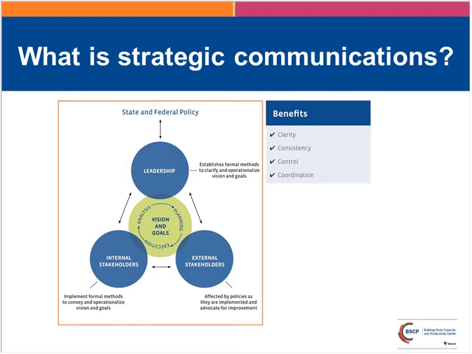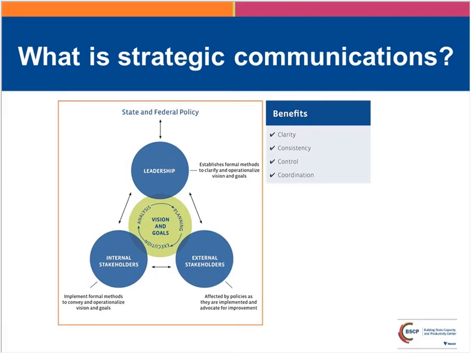But it also acknowledges the critical role of both internal and external stakeholders. A lot of traditional approaches just think about external, but this process really does include internal and external. You'll see that the leadership, internal, and external stakeholder circles overlap the vision and goals. That's how we show that it's really a process that's driven from the inside of the agency out.